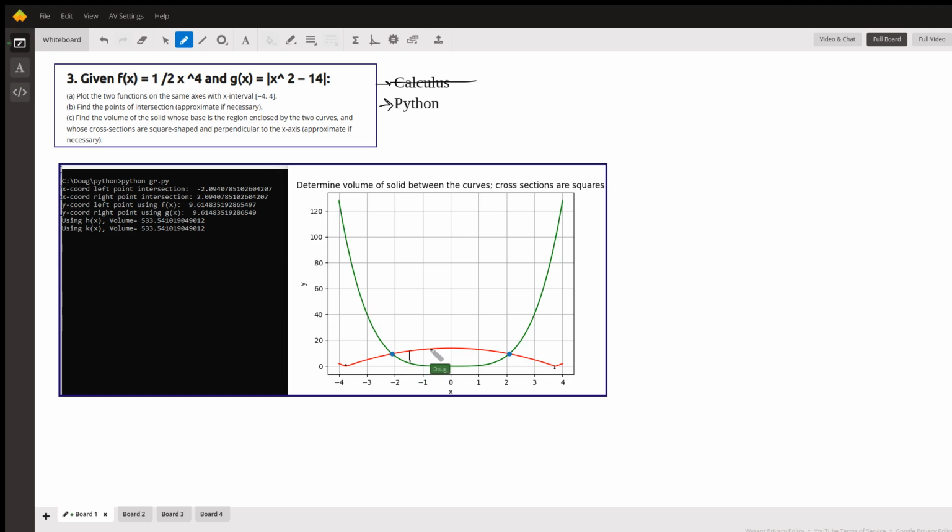So we're told that there's a solid that has squares that are perpendicular to the x-axis. And we'll see a picture of what that looks like in a minute. But the side of the square is this distance minus this distance, and then the area of that square is that value squared. It turns out that the x-coordinates of the points of intersection are about negative 2.09 and positive 2.09. So we'll be integrating from those values f of x minus g of x, the quantity squared.